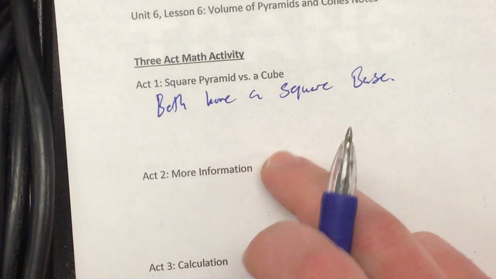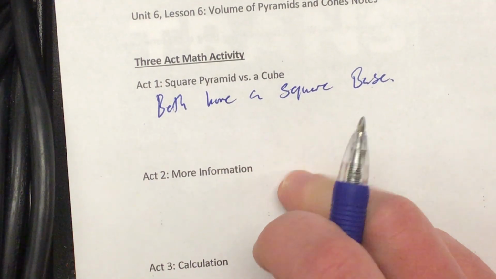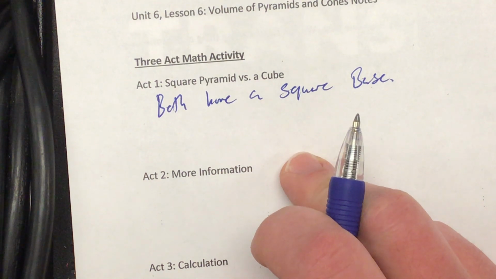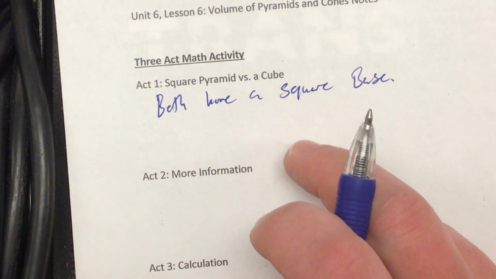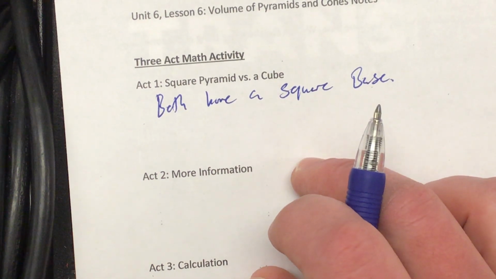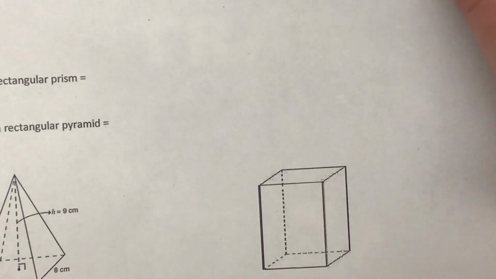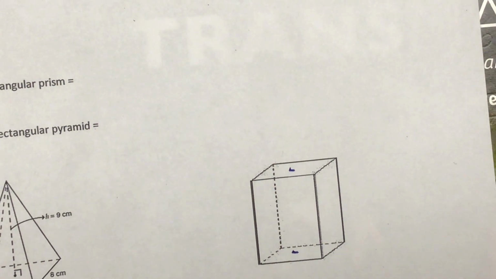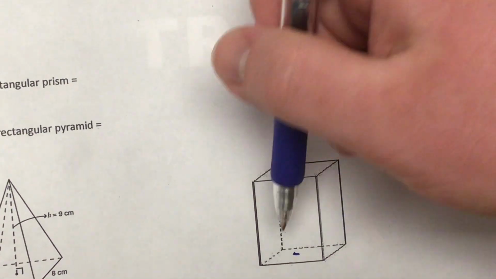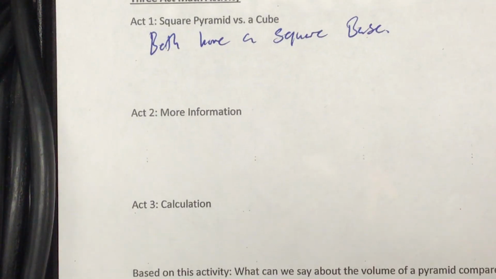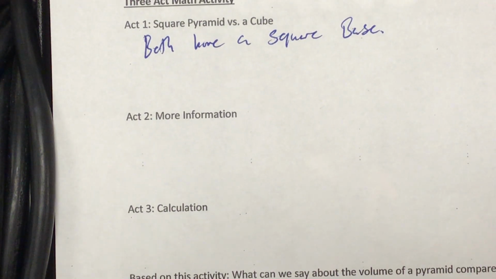And how many bases would a pyramid have? One. How many does a cube have? 4. Wait, what? Bases, not faces. 6. That's sides. How many bases does a cube have? A cube has 1, 2, here's a base. 3, here's a base. 4. 2 bases. Everything else is faces. Unless you tip it over. And they'd still be bases. They'd just be laying on its side.